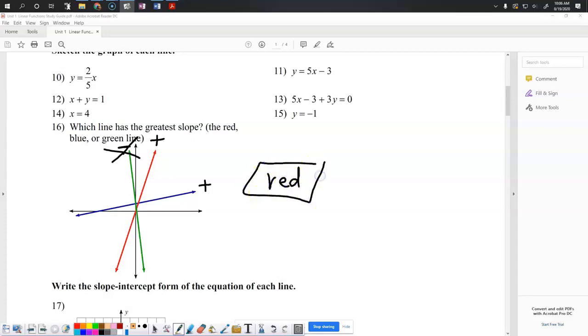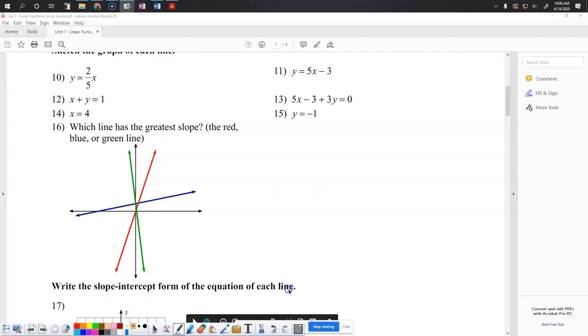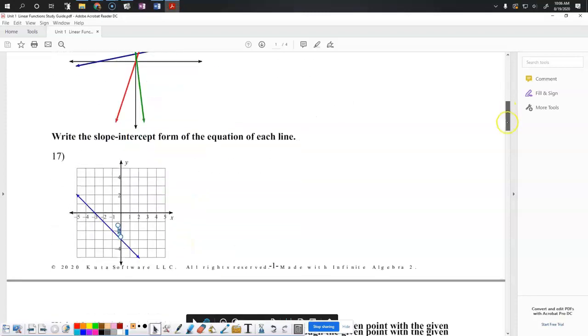Now, if I were to ask you what is the least steep or the least slope, you would go with the line that has the steepest negative slope. And don't forget, horizontal lines have a 0 slope. There's no horizontal lines on this problem, but you get the idea.